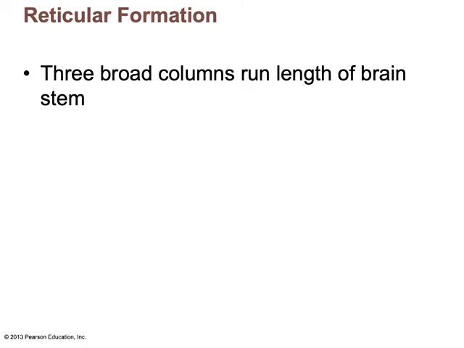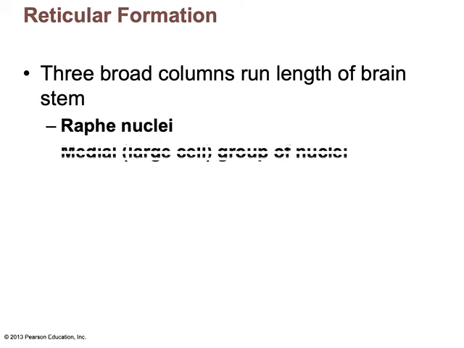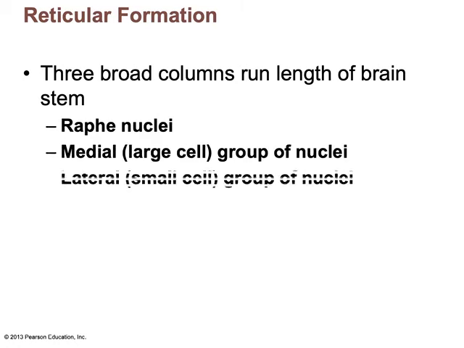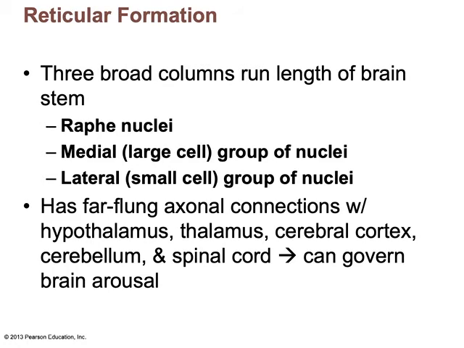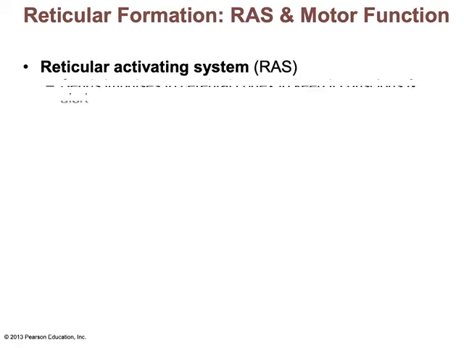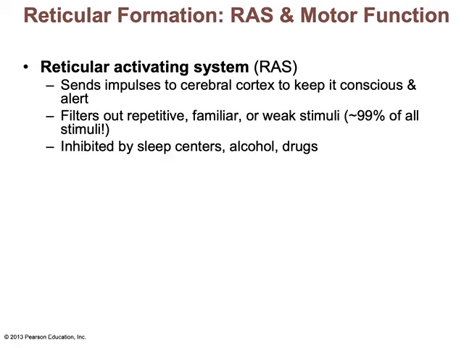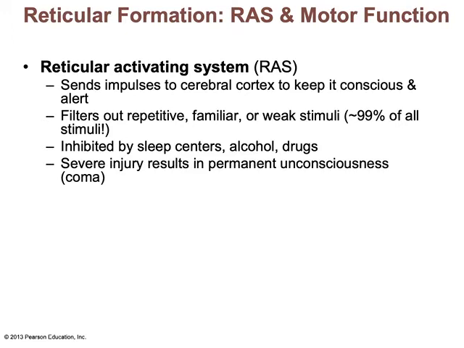The reticular formation are broad columns of gray matter that run the length of the brainstem and include the raphe nuclei, the medial nuclei, and the lateral nuclei. The reticular formation has connections to the hypothalamus, the thalamus, and cerebral cortex, as well as the cerebellum and spinal cord, and one of its big roles is to control sleep and wakefulness. The reticular activating system is designed to control what we're consciously aware of.